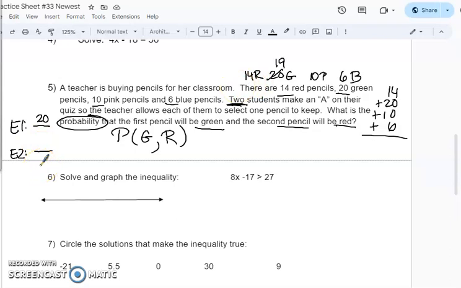Okay? Then you need to multiply. Multiply these two. Please make sure this is simplified. This will simplify down to 1 digit and 1 digit. Okay?